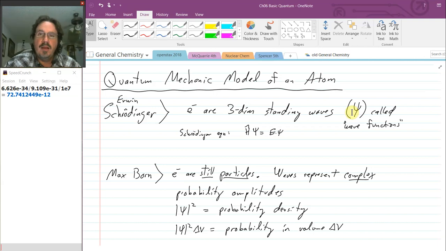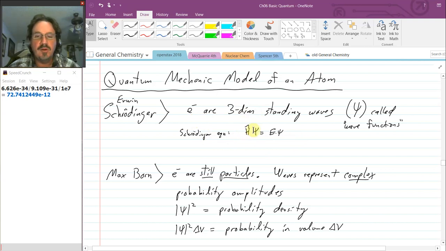Okay. Now, how do you actually get psi? How do you actually get that equation? You would solve what's called the Schrodinger equation. We're not going to do this, but again, this is just the background for you to begin to understand quantum mechanics. This is called the Schrodinger equation. This is an operator. It's called the Hamiltonian operator. H working on psi equals E times psi.